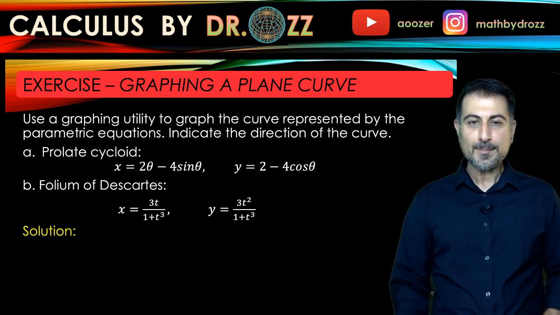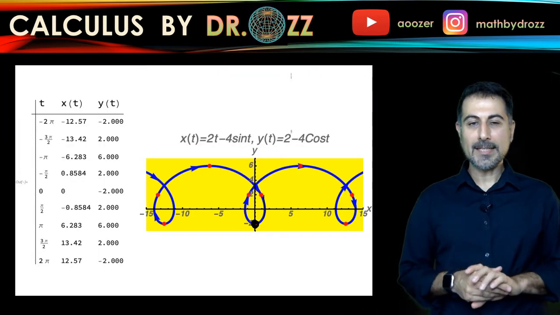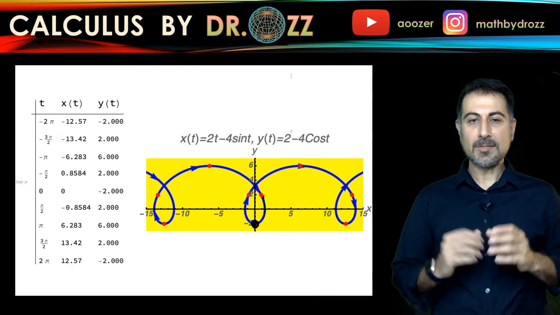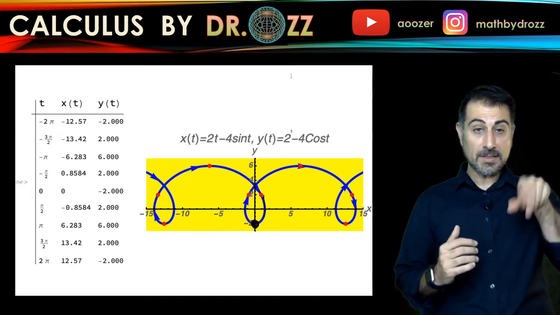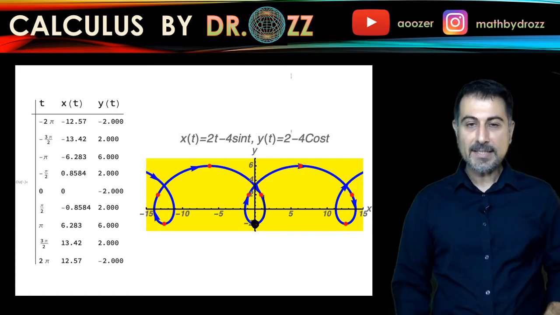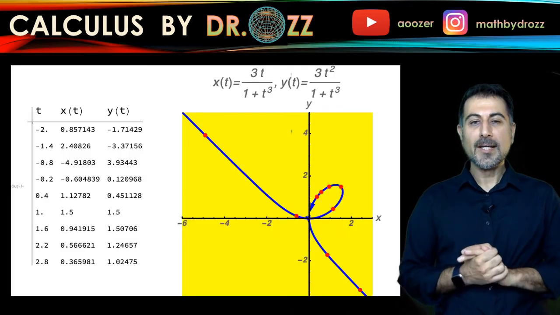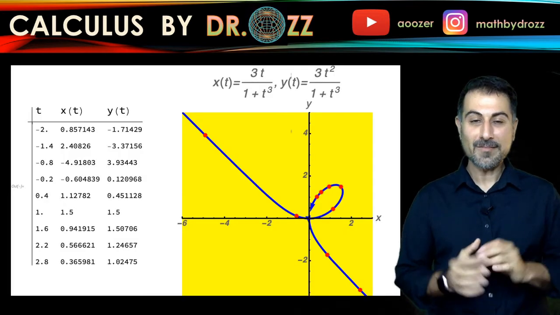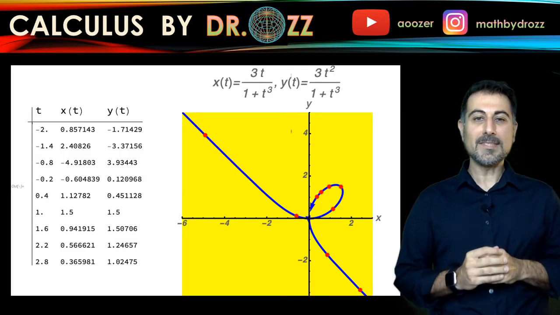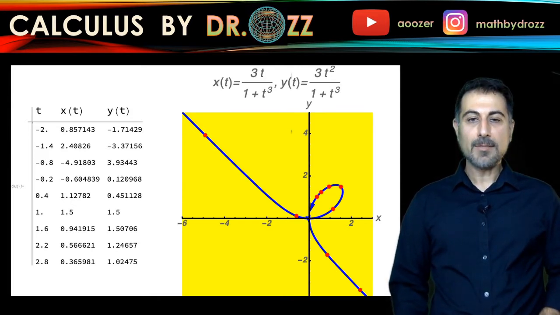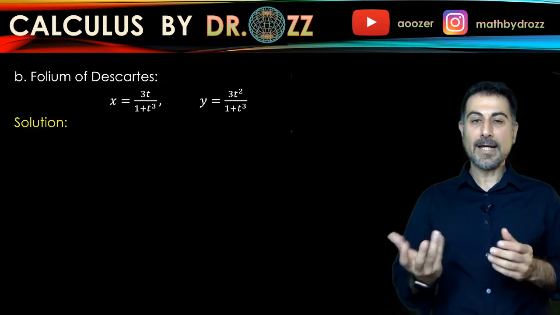In the first one, you have the prolate cycloid. As you see, it's a very periodic curve, and it follows a specific direction and specific form. And in the second case, we have the folium of Descartes, and that also follows a very specific trajectory, as you see. In both cases, we're going to be able to use our calculator to graph these functions.